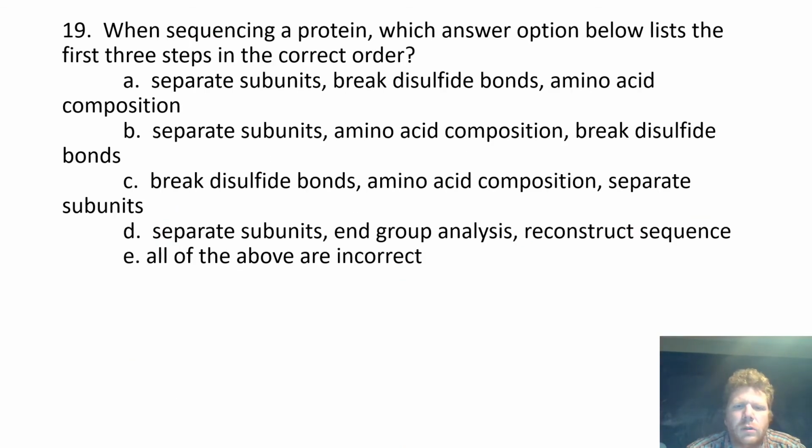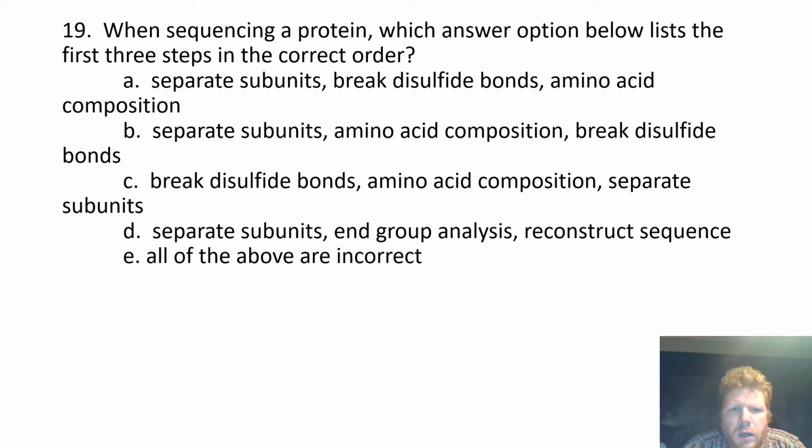Question number 19. When sequencing a protein, which answer option below lists the first 3 steps in the correct order? Okay, so what we're trying to do here is we need to figure out the sequence of a given protein from the N termini to the C termini. So what do we need to do?